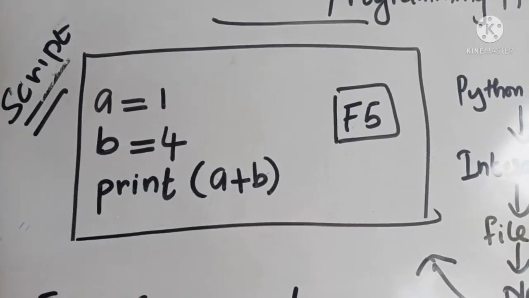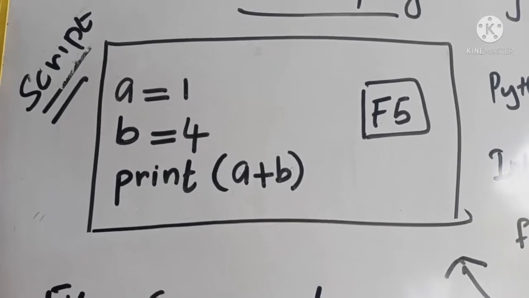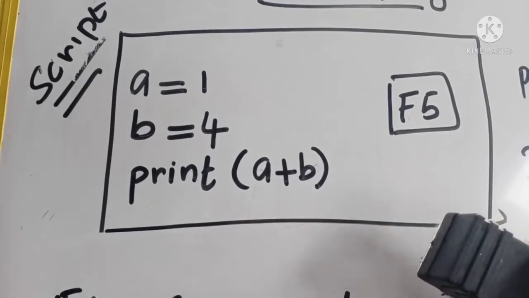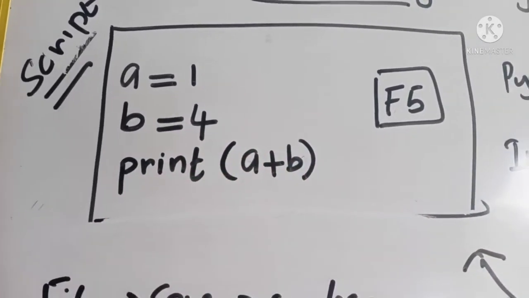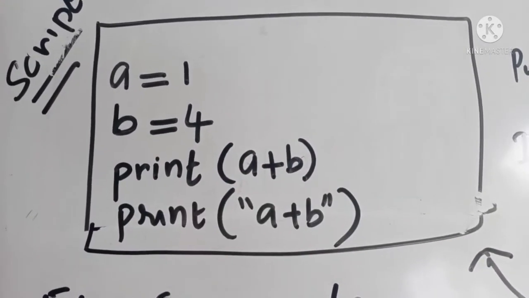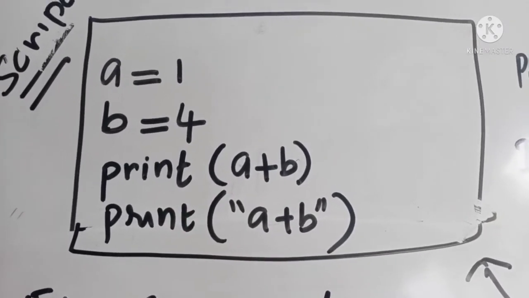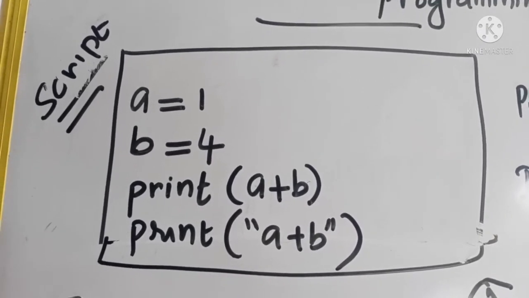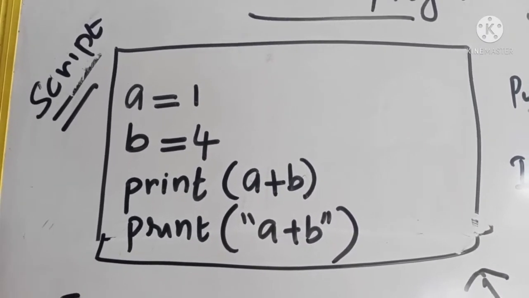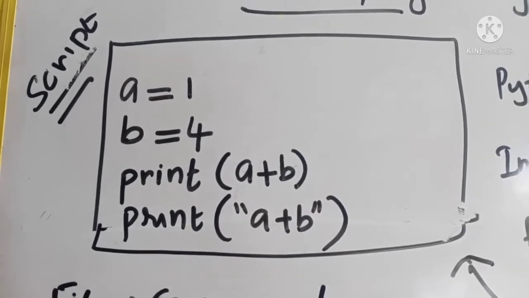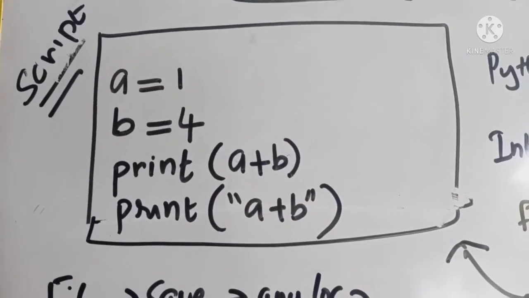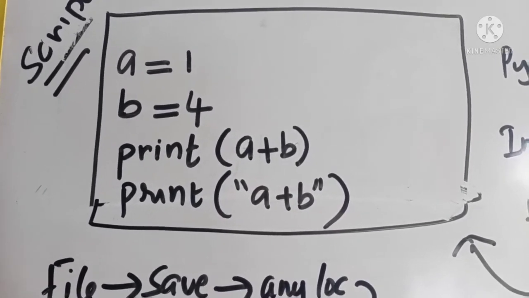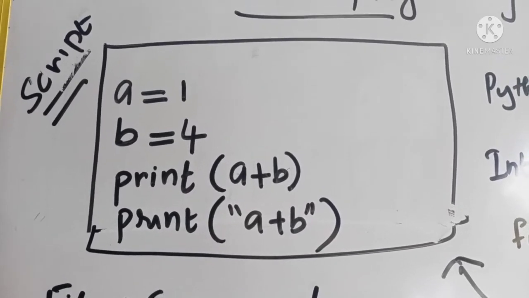My next question, listen carefully. You can see the program code correctly, right? Let me write the code first. The question is like this: the first 3 lines are the same, and the 4th line is print with double quotes, and inside the double quotes I'm putting a plus b. What output are you expecting in the 4th line? You all know that in the 3rd line you will get the result 5. Let me know what the output of the 4th line will be.